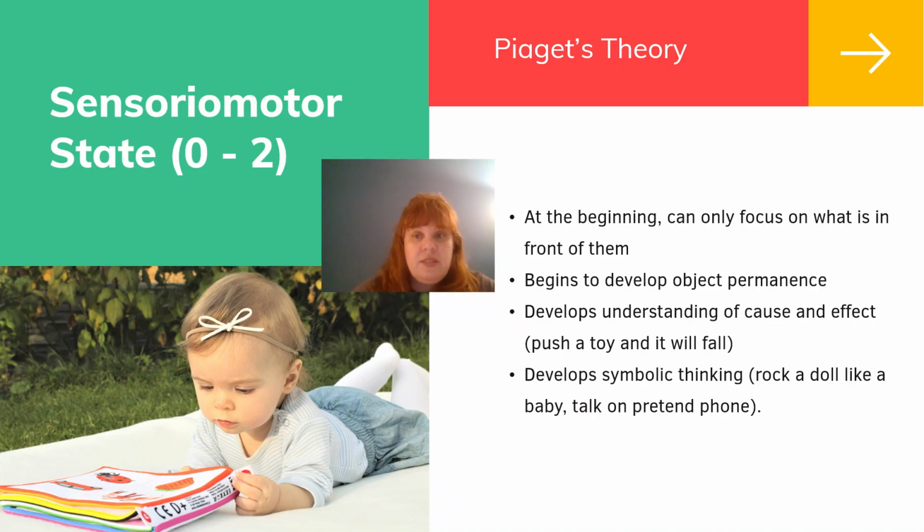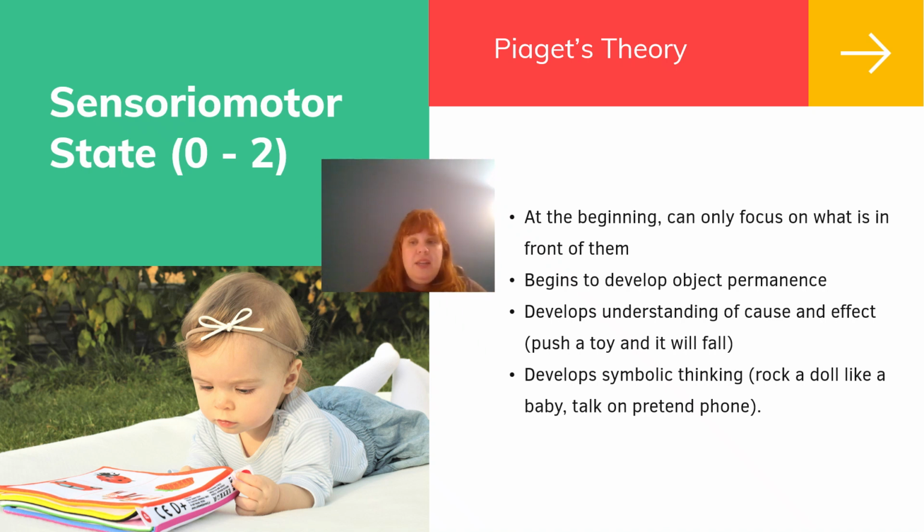Another thing they developed in this stage is the understanding of cause and effect. So you've seen babies that learn that if I push this toy, it's going to fall off the edge of the high chair, right? And that's very entertaining to them. Well, that's a new skill because infants, when they're first born, don't have that understanding. If I push this, something's going to happen. During this period, they develop that understanding.